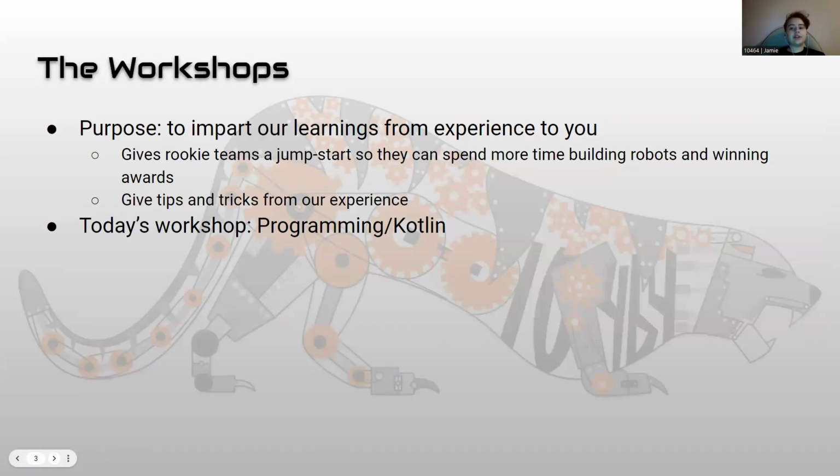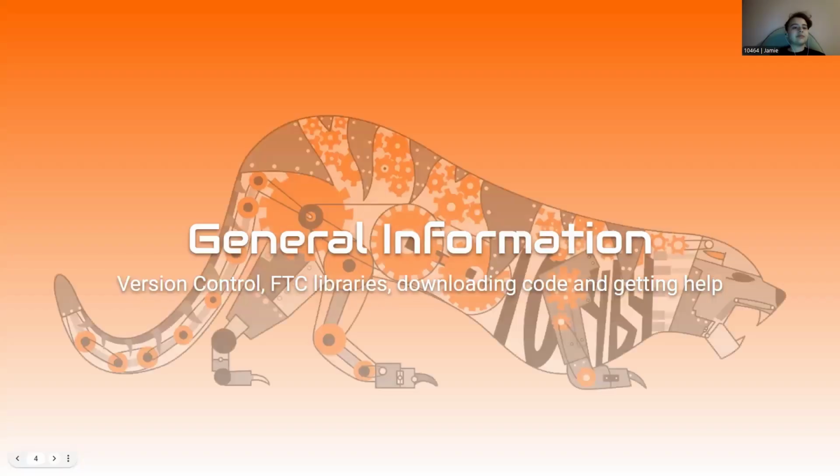The purpose of these workshops is to take a little bit of time to take what we've learned from all of our experience and impart that onto you. So give rookie teams and rookie members a little bit of a jump start so you can spend more time doing the fun parts of FTC, the building the robots, doing the outreach, winning awards, rather than trying to learn all of this throughout your season. Today's workshop, as I said, is about programming and the Kotlin programming language. We'll start off with a little bit of general information.